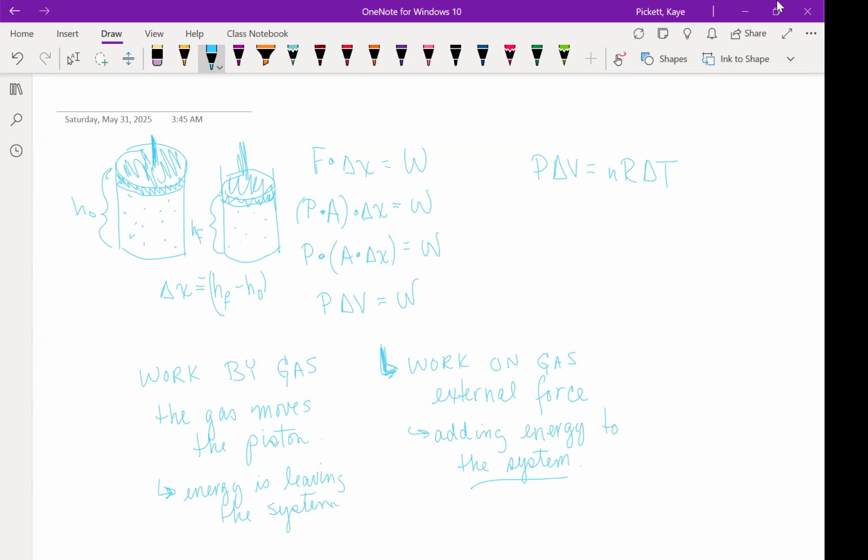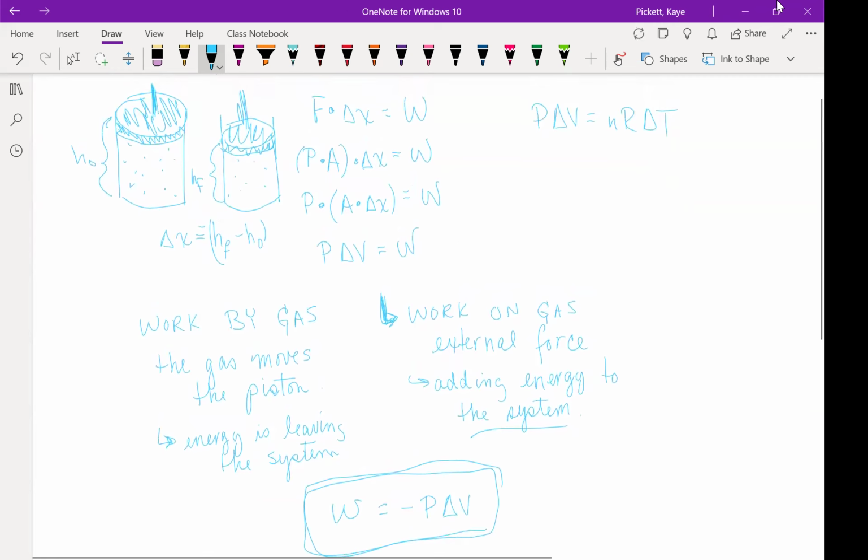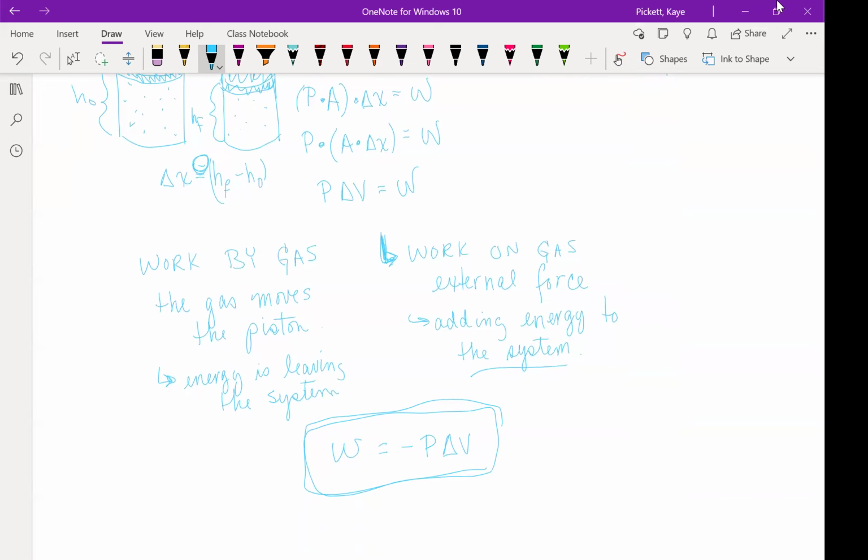So what we are going to do is define work to be negative P delta V. The reason it's going to be negative is this volume change. Remember, I said it's always the final minus the initial. Well, the final is less than the initial, so I have to counteract that with that negative sign. V final is less than V initial, and so that makes the work being done on the gas a positive number.